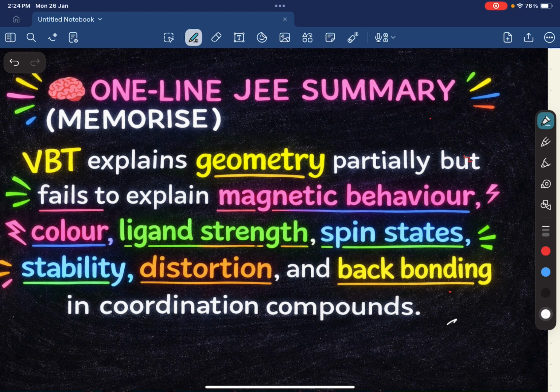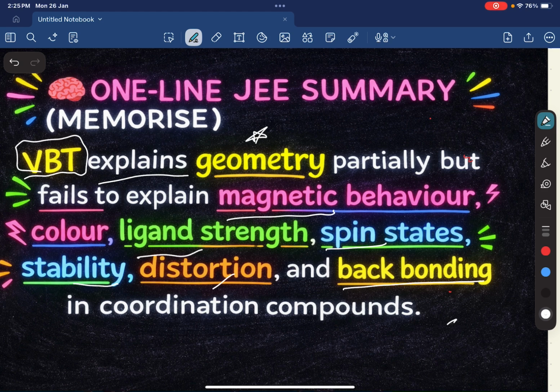These exceptions surely help in this. We have covered all the recent JEE exam questions and previously which questions came as exceptions. So the first thing, VBT theory explains geometry only partially, not even completely, and most of the properties like magnetic behavior, ligand strength, spin state, stability of complex, distortion or Jahn-Teller distortion, and back bonding.